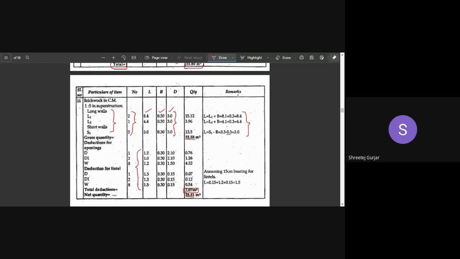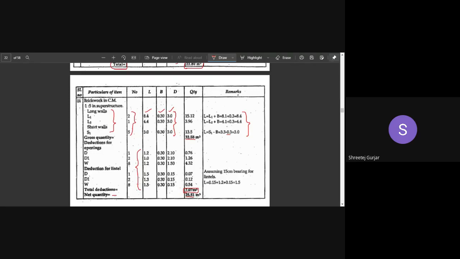If you have any doubts, you can let me know in the comment section, or you can just unmute and talk. Students, just let me know which method you have found easy, whether the centerline method or the long wall, short wall method. Just type in chat and vote. I have solved the numerical using both methods, and you can have a comparison. Let me know which method you found easy.